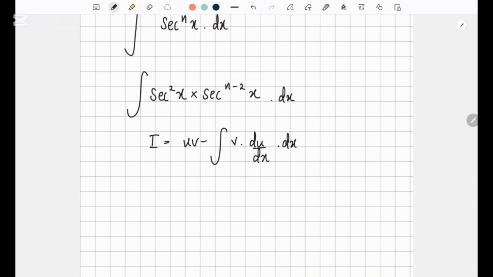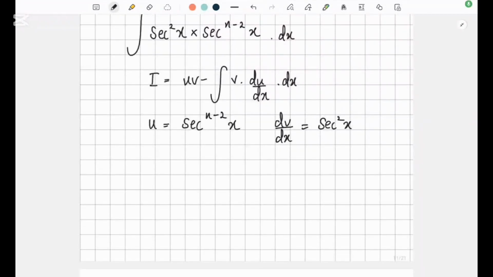So you take the term u as the term you can differentiate, and dv over dx as the term you can integrate. So we're going to take u as sec x to the power n minus 2, and we're going to take dv over dx as sec squared x. So now we need to find du over dx, right? So du over dx is basically the differentiation of sec x to the power n minus 2. So how do you differentiate that?